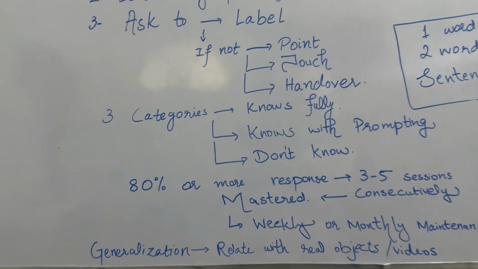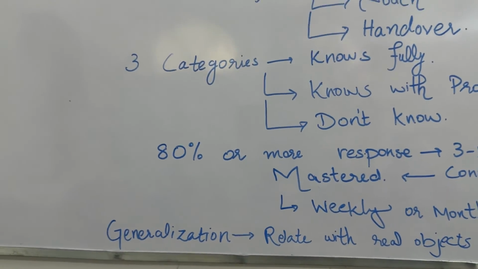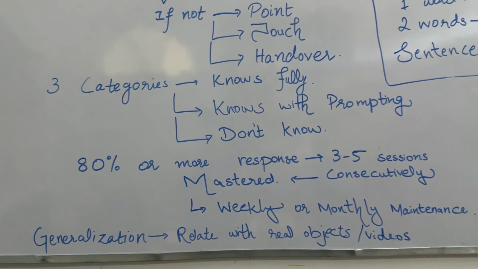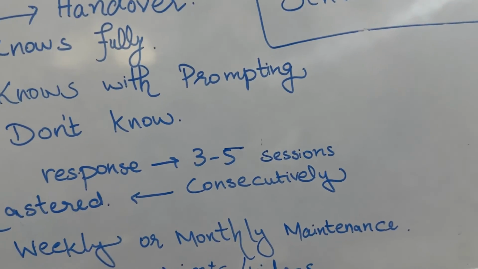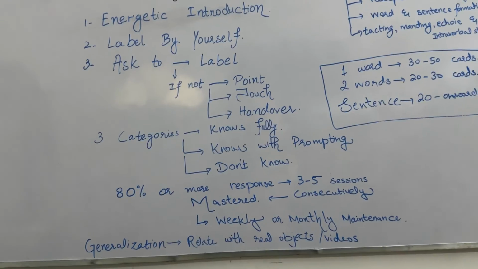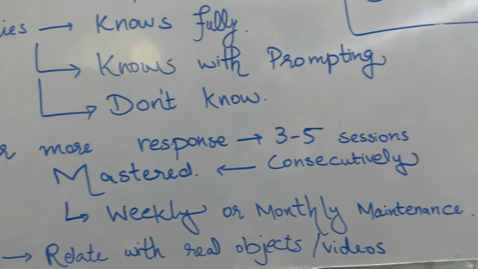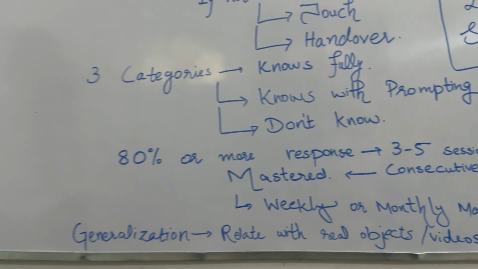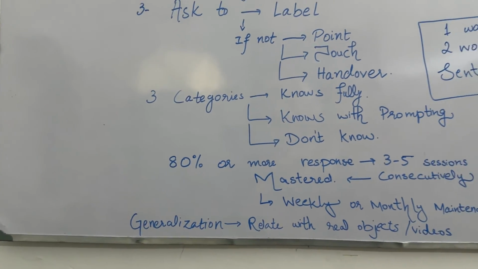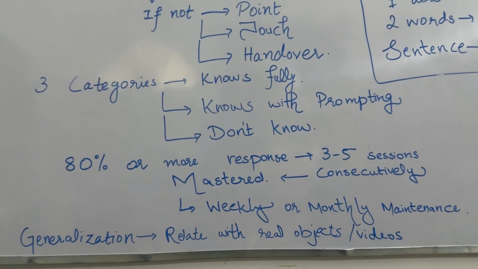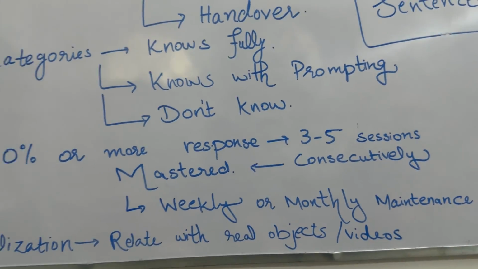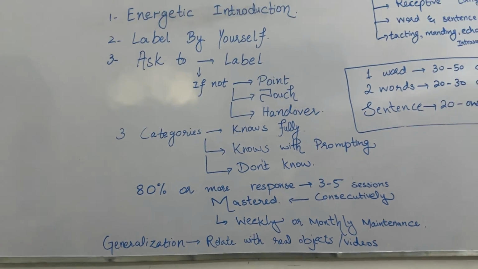To mark the cards as mastered, we need to have 80% or more response in 3 to 5 sessions consecutively. And after the cards have been mastered, we can move them towards weekly or monthly maintenance, and we can have generalization by relating the cards with the real objects or by showing some related educational videos.